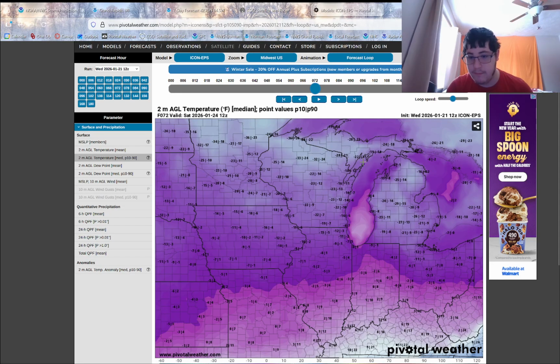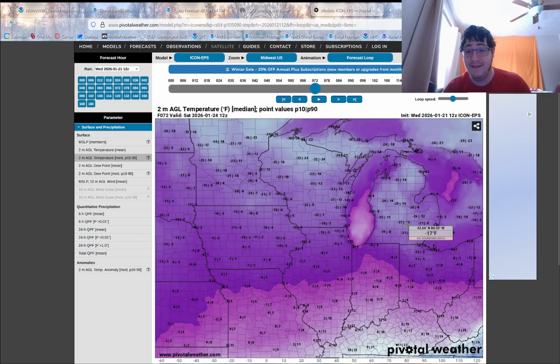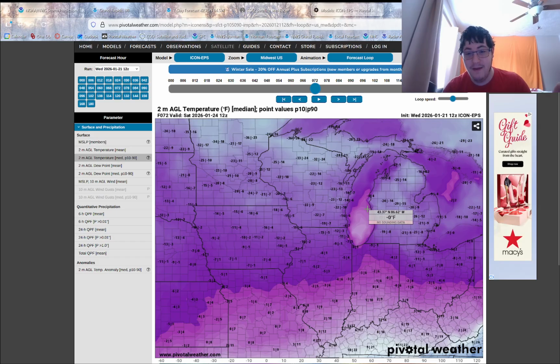If we go to this point, this is Saturday morning. The low end forecast: 9 in 10, or 90% chance that we see this temperature or colder, -13. The 1 in 10 chance, 10% chance that we get this temperature or colder is -27.